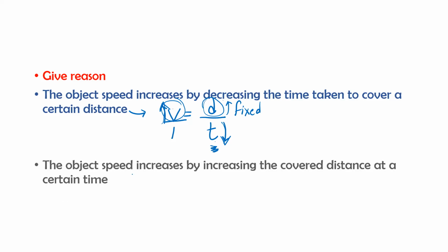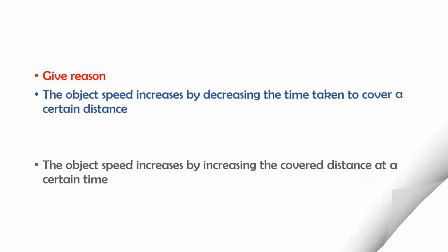The other question: the object speed increases by increasing the covered distance at a certain time. We already know how to answer this one. Here they are directly proportional. I'm going to write the law and tell them: because V equals D over T, the speed is directly proportional to the covered distance when the time is fixed. Any problem here, or is it clear? No, it's clear. Is it clear?